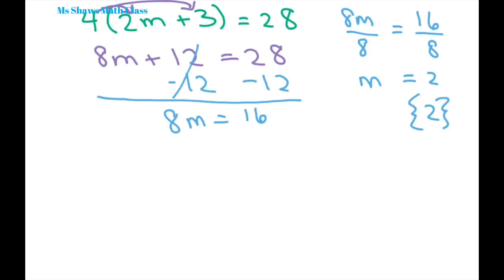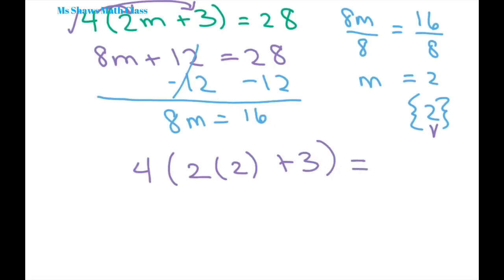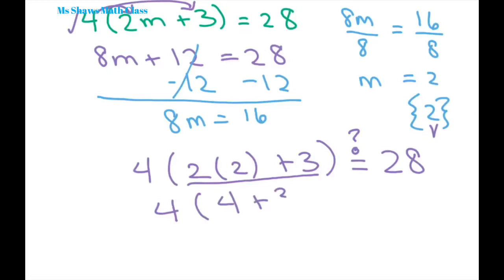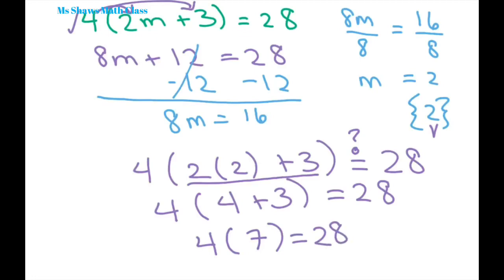Now we need to check our solution. So let's plug in, use our property of substitution. So you get 4 times 2 times 2, plugging it back into here, plus 3. Does that equal 28? So let's take care of the parentheses. 2 times 2 is 4. And 4 plus 3 is 12. Or 7. Why did I say 12? Oh, I was thinking multiplication. 4 plus 3 is 7. And then we have 4 times 7 is 28. So we do have 28 equals 28.